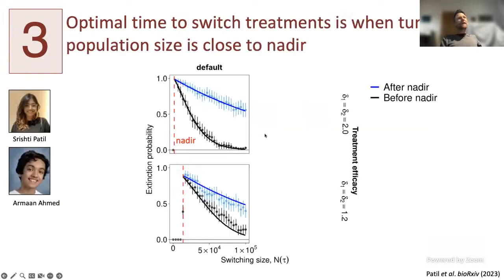And the main finding was that the optimal time to treat is indeed close to the nadir. So close to this value N-min, where the tumor is at its smallest size following the first treatment. That maximizes the extinction probability very generally.